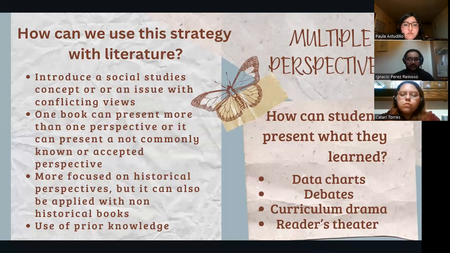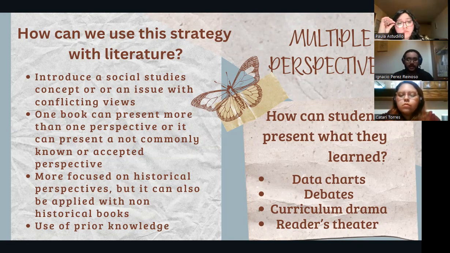Now, even if this approach is more focused on historical perspectives, we can also use it with non-historical books, such as Frankenstein, for example. They could use their prior knowledge on the monster and contrast it with the perspective of the monster that is shown in the book. A way in which students can present what they have learned about multiple perspectives could be data charts, debates, curriculum drama, and readers' theater.